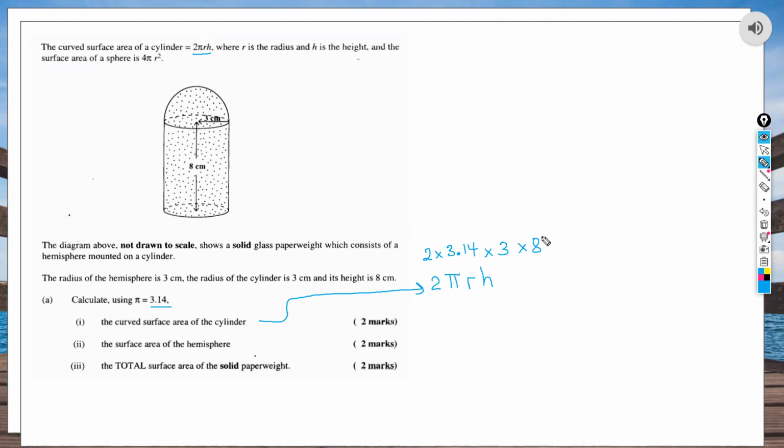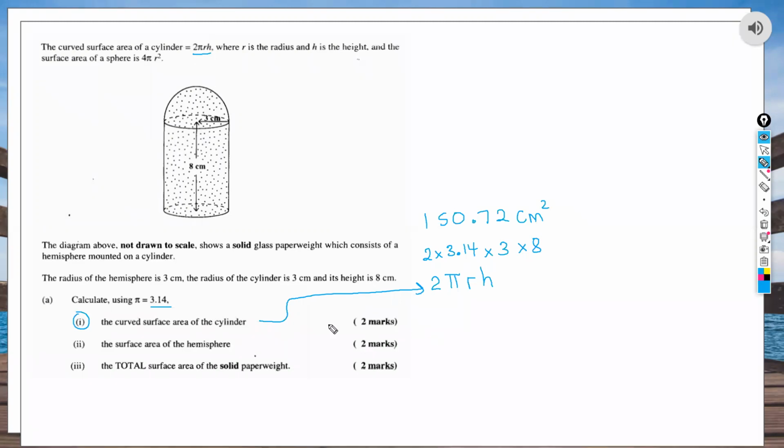So 2 by 3.14 multiplied by 3 by 8, and I am getting 150.72. And it's an area, so I think it will be centimeters squared. Right, so I think some of you were really overthinking that question. The examiner was so nice to give you the formula. If I wrote this paper, I would have never given you the formula.